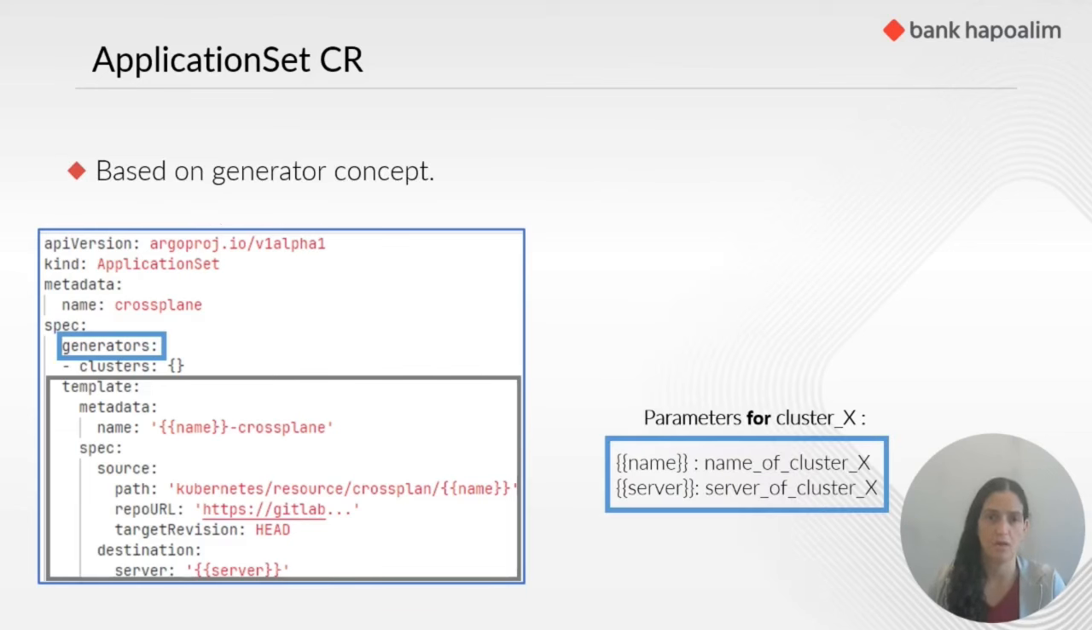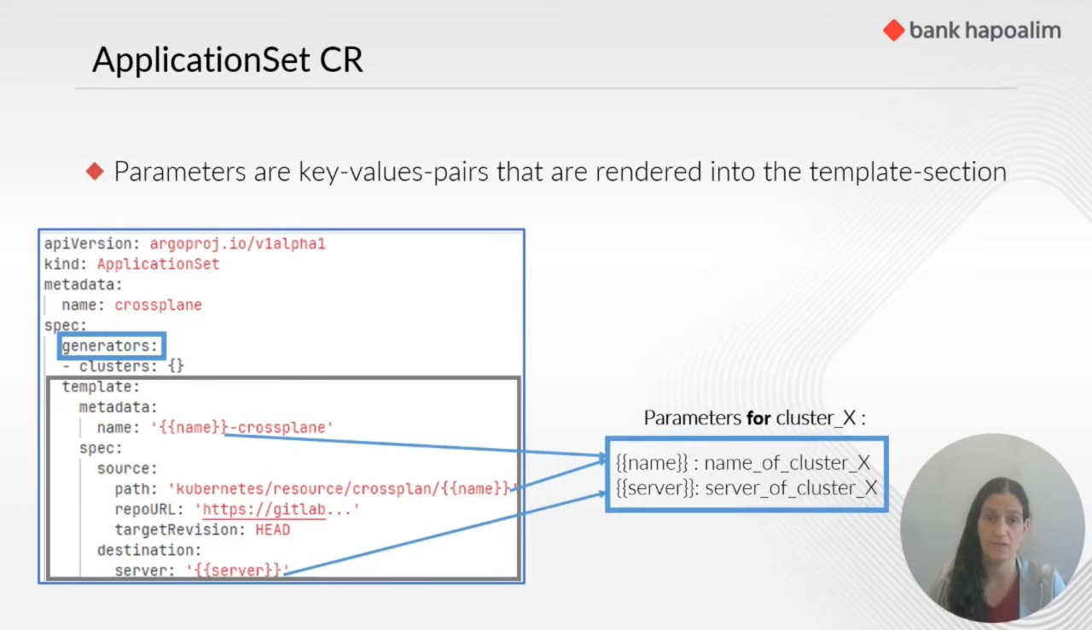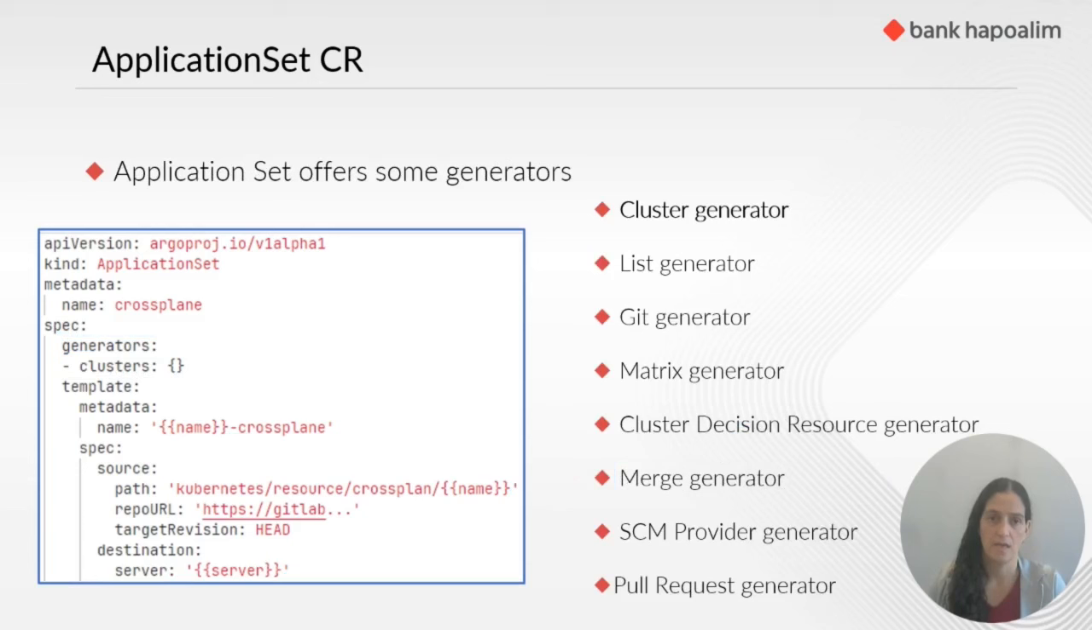The application set CR is based on the generator concept. Generators are responsible for generating parameters that will be rendered in the template section of the application set CR. Parameters are key value pairs that are rendered into the template section. Application set offers some generators and the ability to combine generators. I will focus on the most used generator in our migration process.